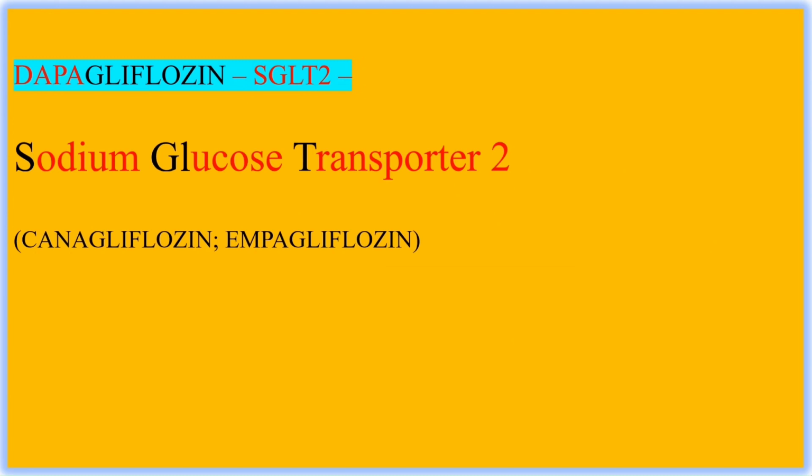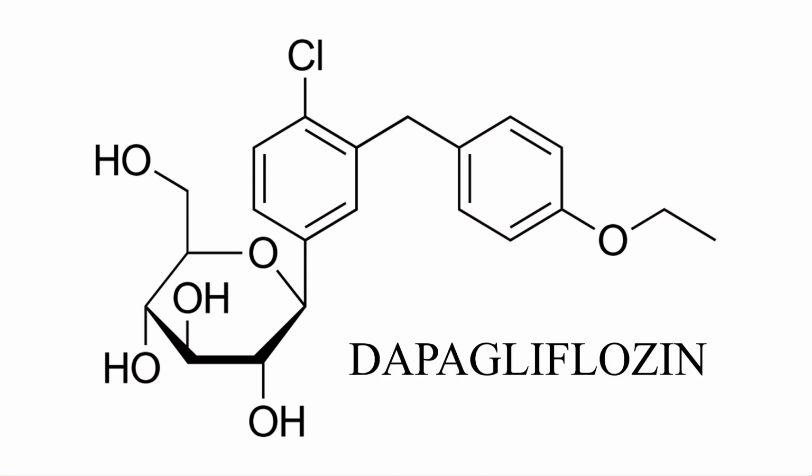The other two drugs which fall under this category are canagliflozin and empagliflozin. The word gliflozin refers to a category of SGLT2 inhibitors. Gli refers to glucose, flo refers to flow of the sugar, and in refers to the inhibitor. So these are the drugs which fall under this category: dapagliflozin, canagliflozin, empagliflozin. These are a few examples of SGLT2 inhibitors. So today we are talking about dapagliflozin. This is the structural formula of dapagliflozin.